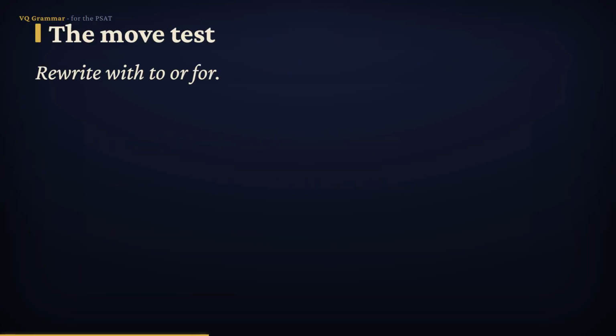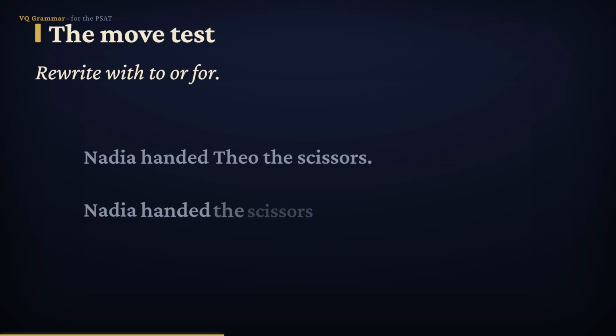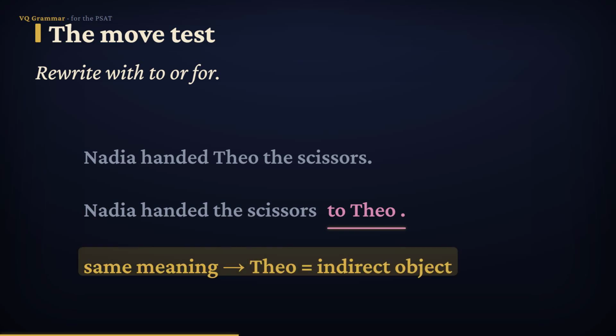Here's a quick test you can use. Take the receiver and rewrite the sentence with to or for. Nadia handed Theo the scissors becomes Nadia handed the scissors to Theo. The meaning doesn't change at all, which proves Theo was the indirect object the whole time. If you can add to or for and slide it to the end, you found your indirect object.